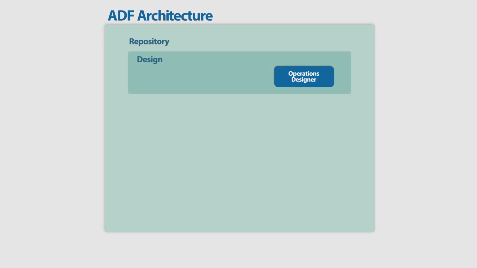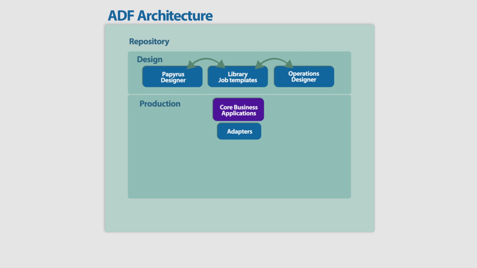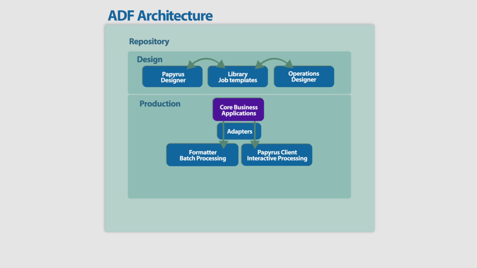Administrators use Operations Designer to design job and step templates and select documents, all stored in the central library. During production, adapters receive raw data from core business applications to create production jobs. This can either be done automatically for batch processing or manually by operators using Papyrus Client.